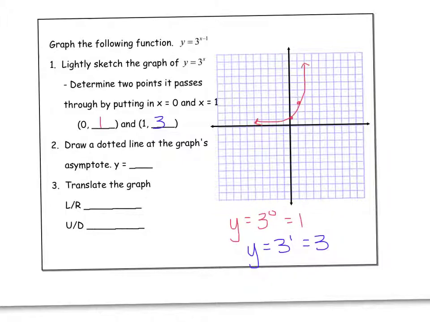The asymptote here is at y equals 0 because there's nothing after. I don't have a k, so I'm not going to shift up or down. I'm only going to shift to the right 1. So I take those 2 points and shift them just to the right 1. My asymptote is at y equals 0, so that's the x-axis, and I draw the exponential growth graph.